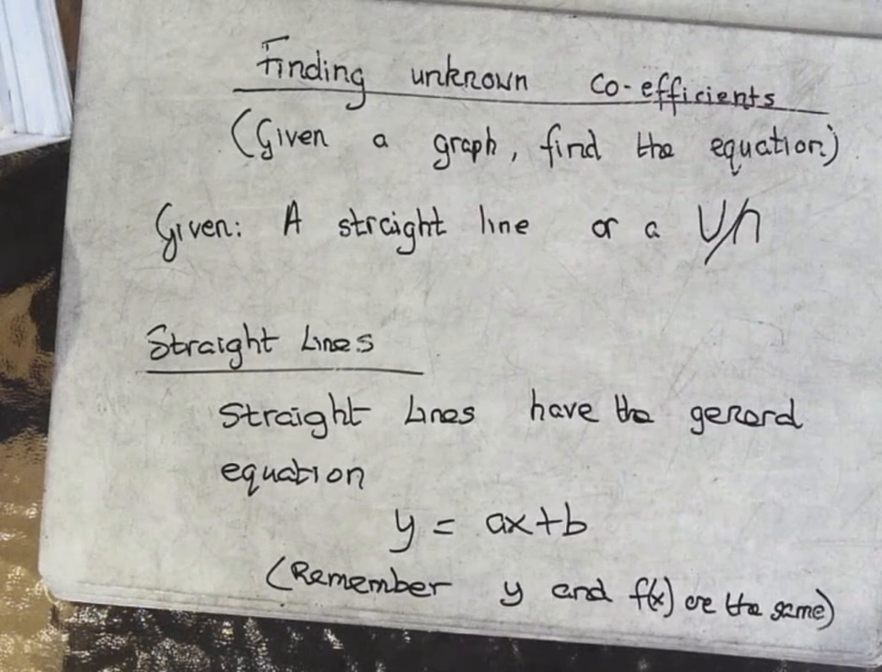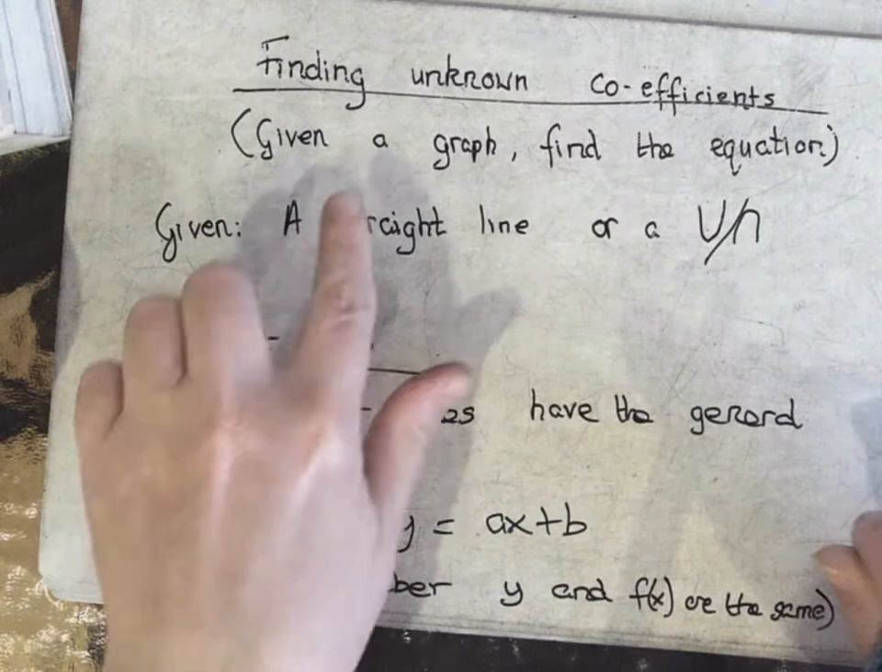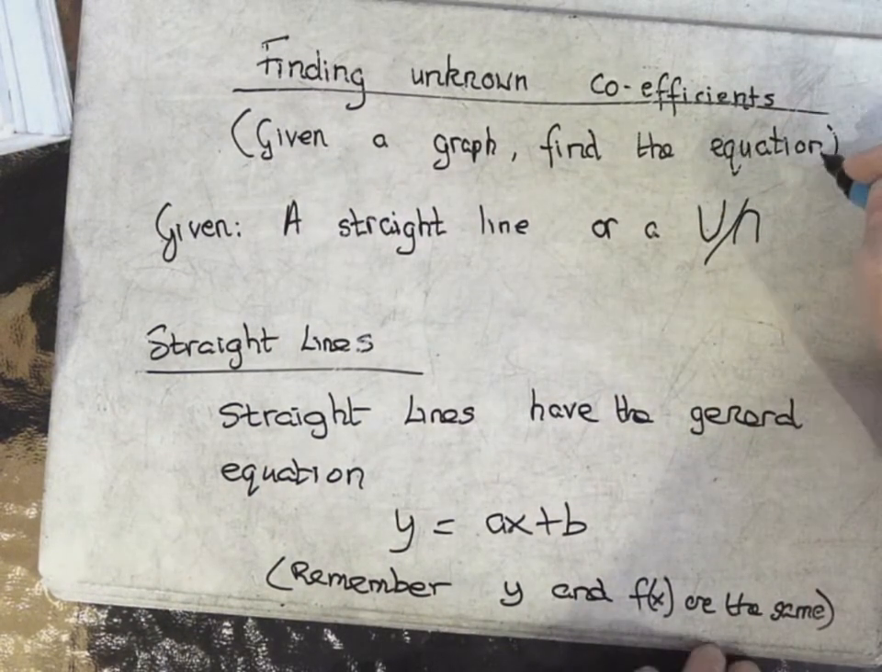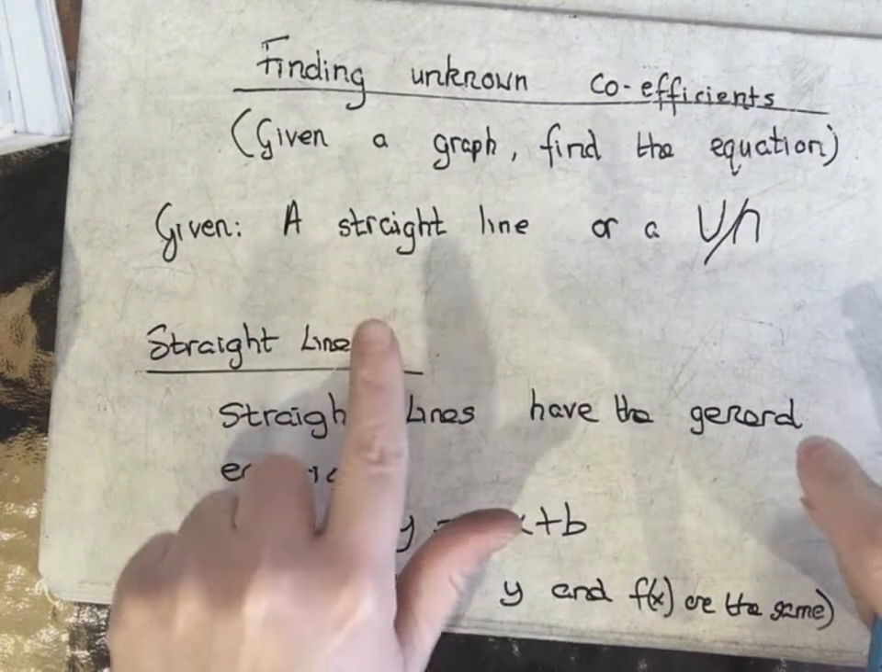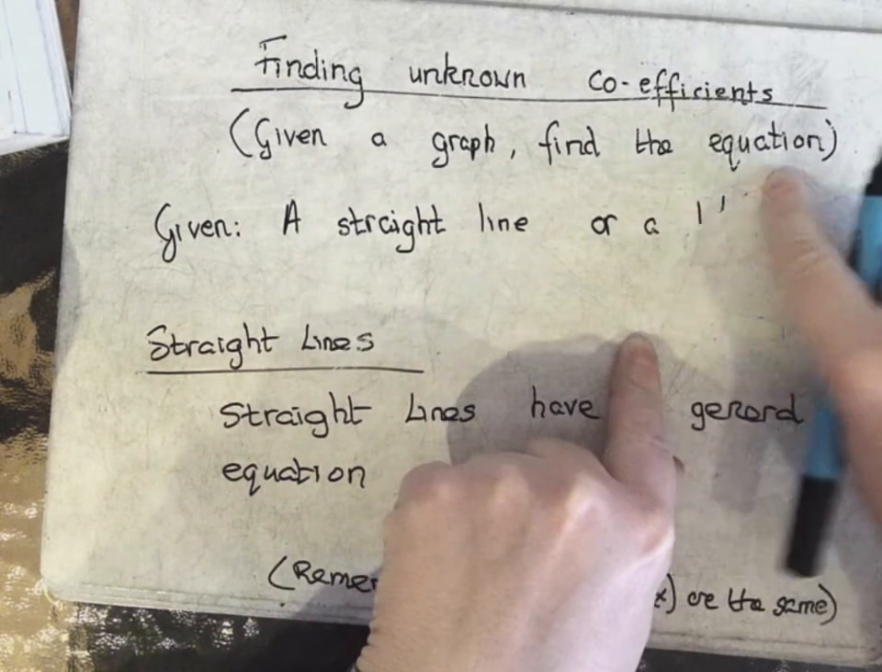Next section is finding unknown coefficients, right? Basically, they're going to give you a graph and you have to find the equation. Looking at the graph, you have to find the equation, okay? And you'll have to do it for two scenarios. You'll have to do it for a straight line or for a U-shaped or an N-shaped curve.